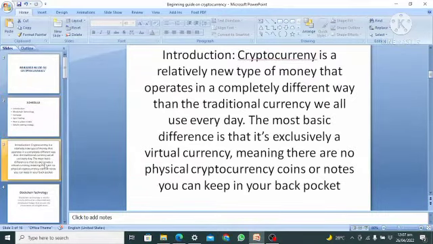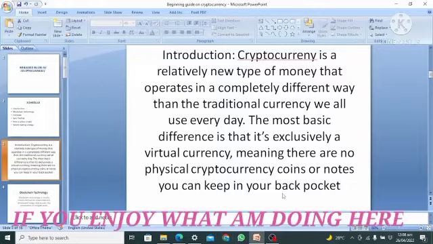So let's start. Introduction. What is cryptocurrency all about? Cryptocurrency is a relatively new type of money that operates in a completely different way than the traditional currency we all use every day. The most basic difference is that it's exclusively a virtual currency, meaning there are no physical coins or notes you can keep in your back pocket.